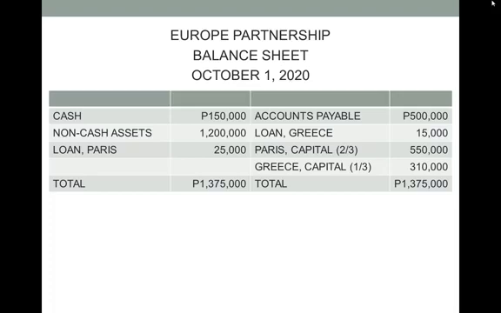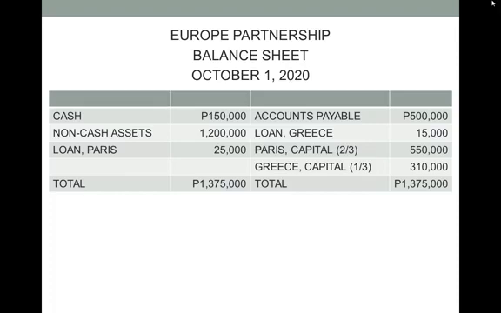Now pagka presented sa'yo yung ganitong klaseng problem, like yung may loan sa debit side, may loan sa credit side, pagka may loan sa debit side, ibig sabihin yan is loan from, ibig sabihin ng loan from is receivable from Paris, or receivable from partner. Pag nakita mo naman na mayroong loan sa credit side, ang ibig sabihin yan is loan to, or payable to partner.